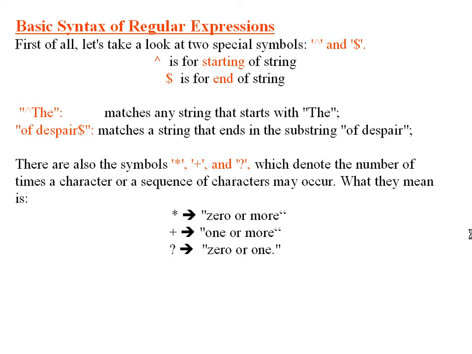Suppose you have ^the. This matches any string that starts with the. For example, the second one, despair$, matches a string that ends in the substring despair. There are also the symbols star, plus, and question mark, which denote the number of times a character or a sequence of characters may occur. Star indicates 0 or more, plus indicates 1 or more, and question mark indicates 0 or 1.